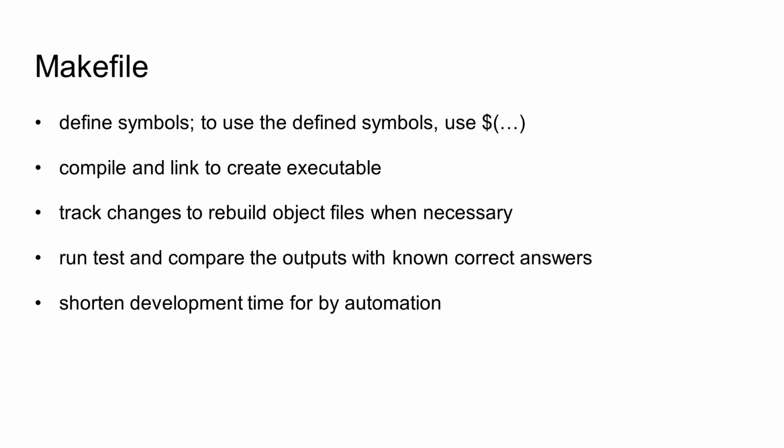Here is a summary of what Makefile can do. Inside a Makefile, we can define symbols. These symbols can be used to turn on GCC warnings or for conditional compilations. A Makefile can compile .c files and generate object files. A Makefile can link object files to create an executable file. A Makefile can track which .c files have been changed and rebuild the object files when necessary. If any object file is rebuilt, the executable file is also rebuilt.